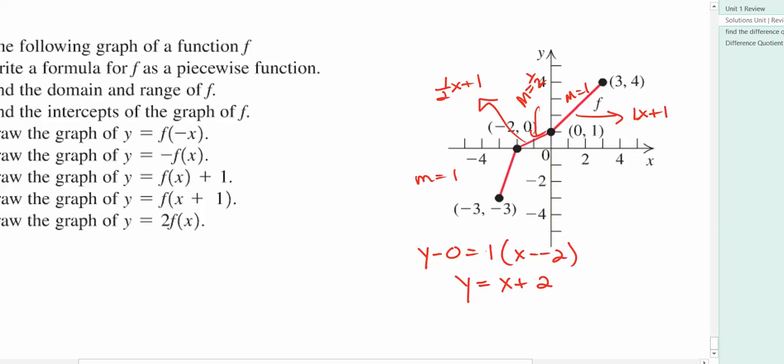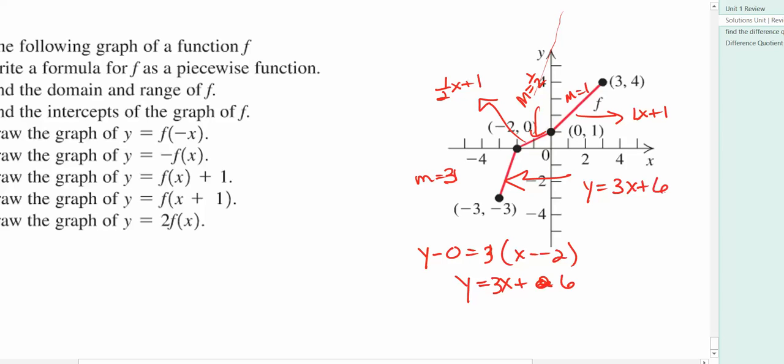I'm sorry, our slope on this one is not 1. Our slope is 3 because we go up 3 over 1. Sorry. Okay, so this is a 3. So how about 3x plus 6? That feels better. If you continued this on, you would see that it would cross at about 6. If that makes sense. Okay, so this is the line y equals 3x plus 6.